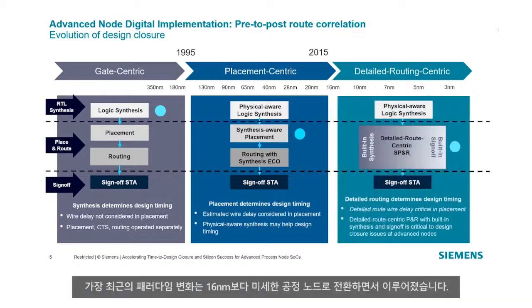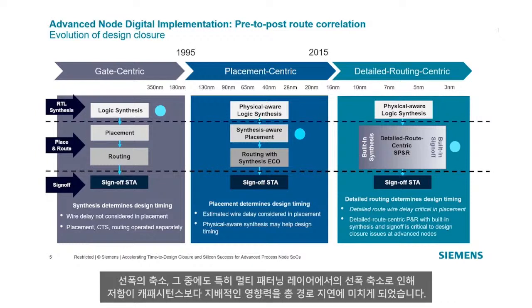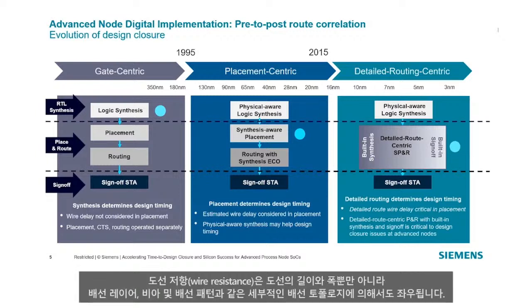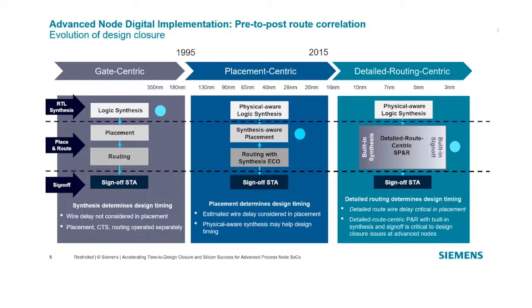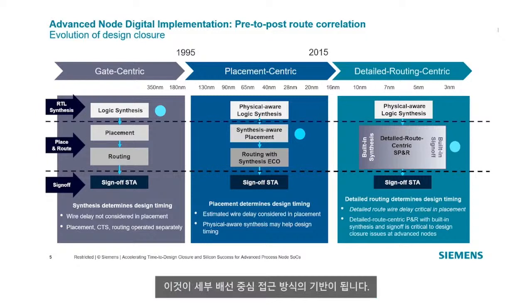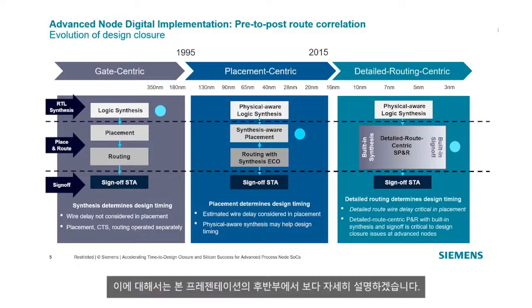The most recent shift is when moving to 16 nanometer and smaller process nodes. Because of shrinking line widths, particularly in multi-patterning layers, resistance has become more dominant than capacitance in the total path delay, and wire resistance depends on not only the length and width of the wires, but also on the detailed routing topology such as routing layers, vias, and routing patterns, all of which need to be understood in the placement stage in order to accurately predict the timing of your design. This forms the basis of the detailed routing centric approach that we will describe in more detail in the latter section of this presentation.